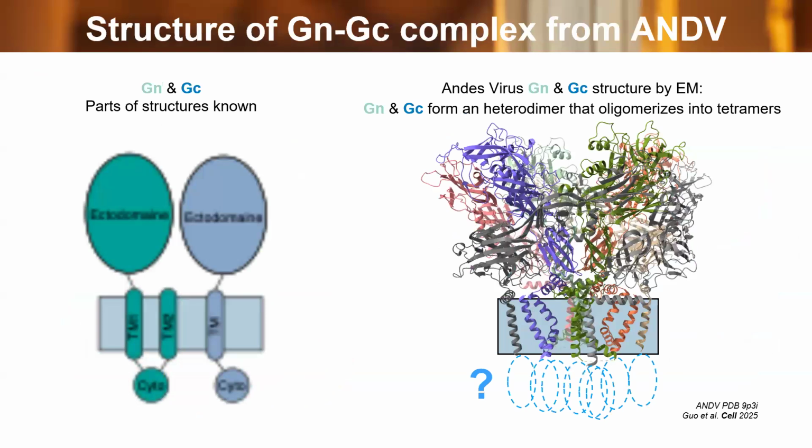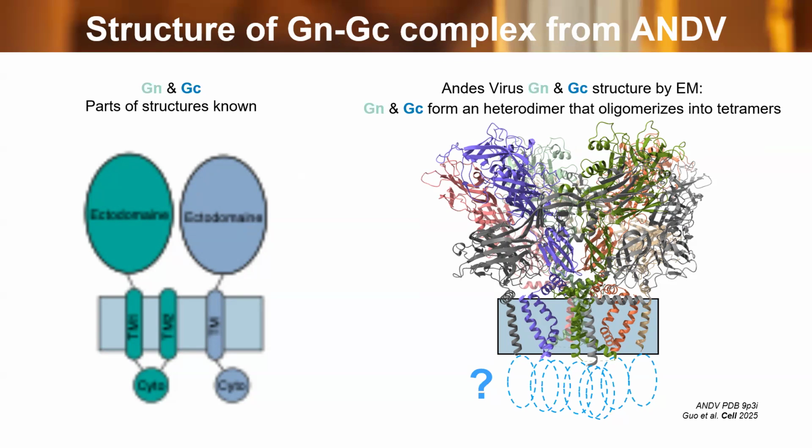There is also another glycoprotein in the envelope. It's glycoprotein C, you can see here. And actually, really recently, the structure of a virus from the same class, the Andes virus, which is infamous now because it's a cruise ship virus that you all heard about, was solved. The structure of GN and GC was solved, and it was shown that it forms a heterodimer that oligomerizes into a tetramer. It was solved by EM.